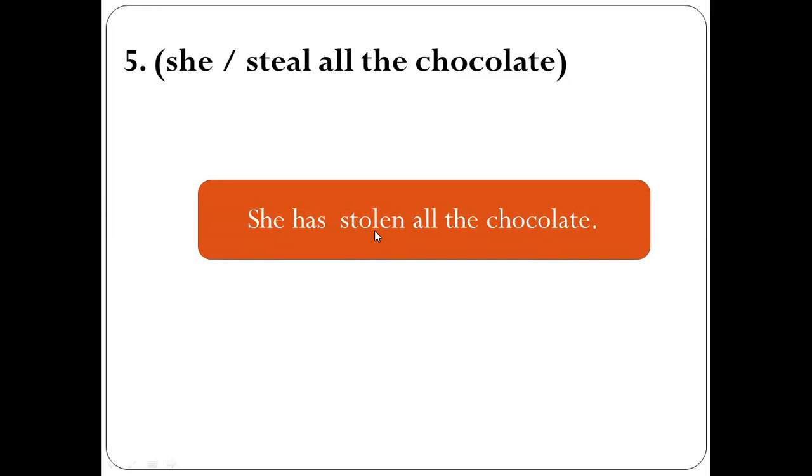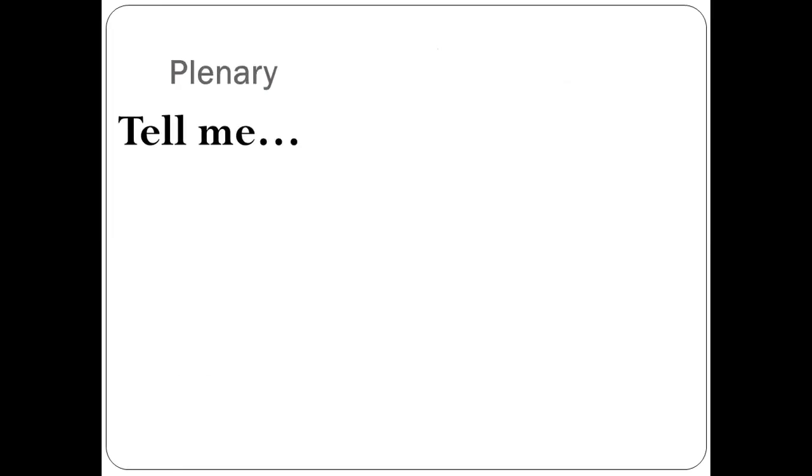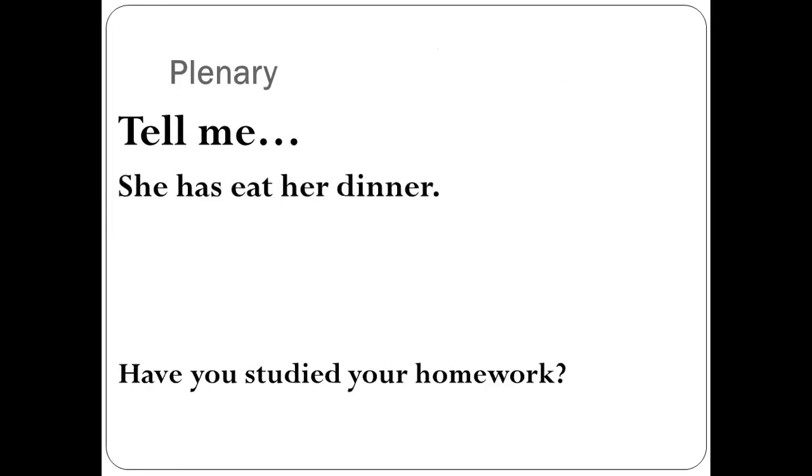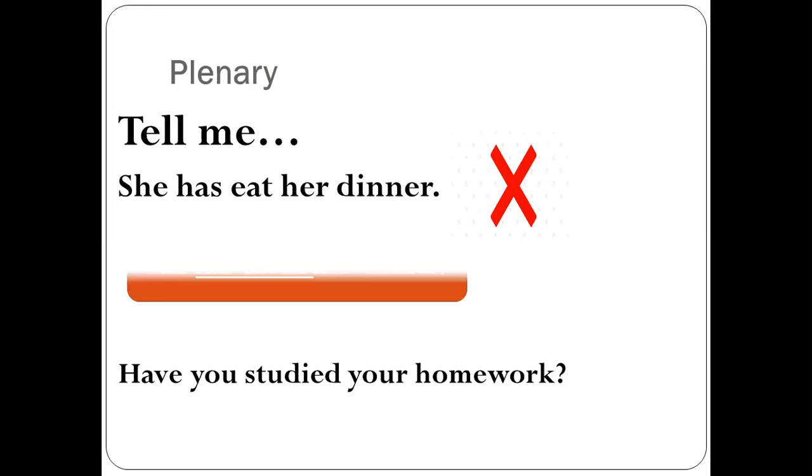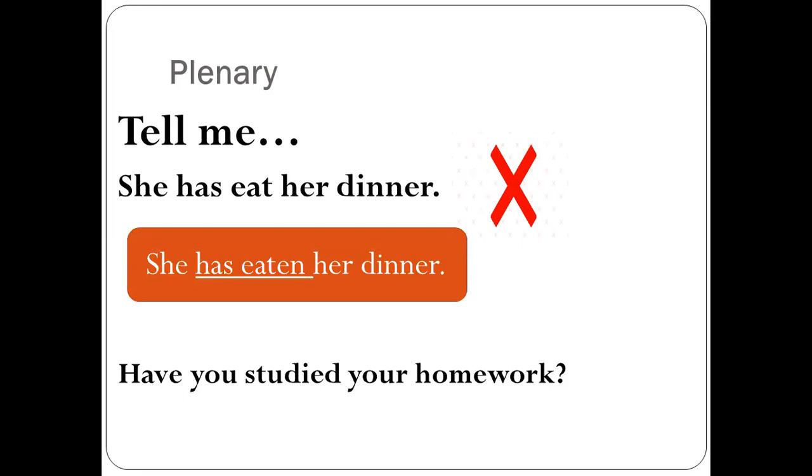Okay, very good. Now, plenary part. I'm gonna show to you 2 sentences, and please tell me if these sentences are wrong or correct. Sentence number 1, she has eat her dinner. Based on the previous discussion, is this sentence correct? If you say wrong, you really understood my discussion, because this sentence is absolutely wrong. How do you correct this sentence? Correct. She has eaten her dinner. Eat, the past participle here is eaten.